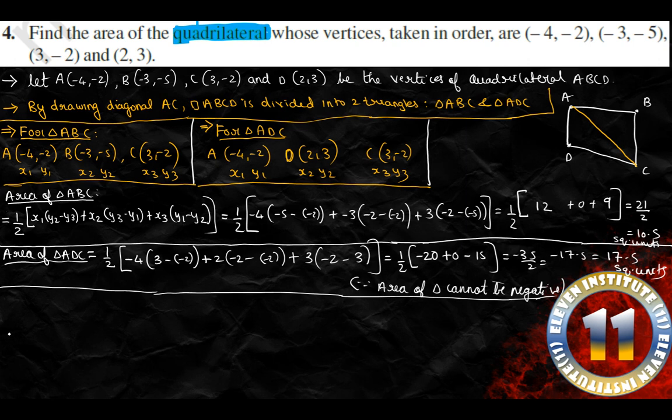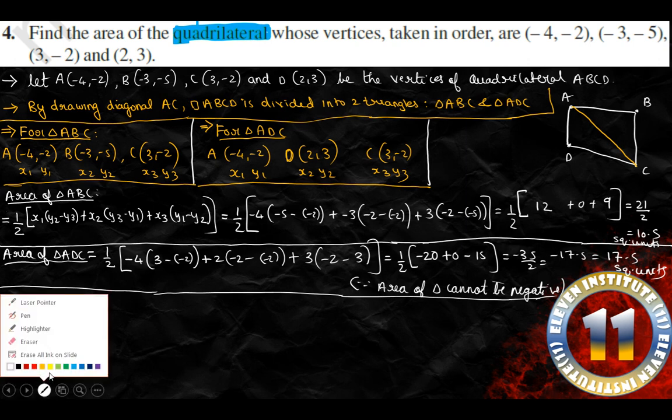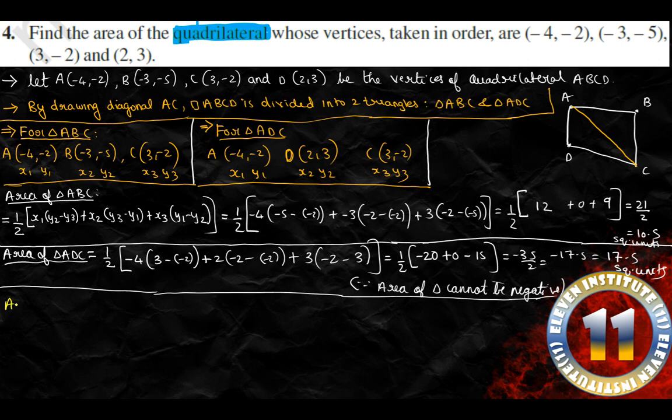Now what do we have to find? Area of quadrilateral. So let us find that. Right. Area of quadrilateral ABCD is equal to area of triangle ABC plus area of triangle ADC. Right. What is area of triangle ABC? It is 10.5. What is area of triangle ADC? That is 17.5.